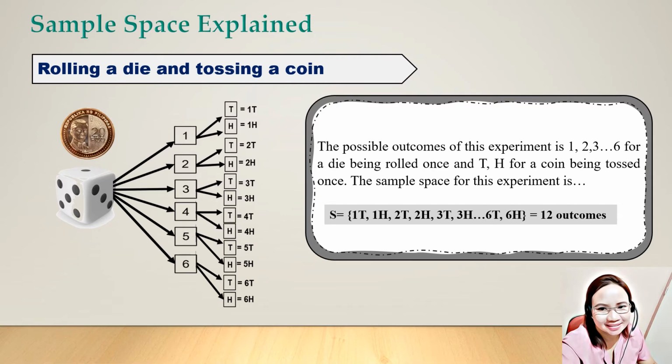Here is another random experiment, rolling a die and tossing a coin. The possible outcome of this experiment is 1, 2, 3, 4, 5, and 6 for a die being rolled once and head or tail for a coin being tossed once. The total sample space for this experiment is 12. So the faces of a die, which is 1, 2, 3, 4, 5, and 6, is being paired with either a tail or a head of a coin. There is a total number of 12 outcomes here.